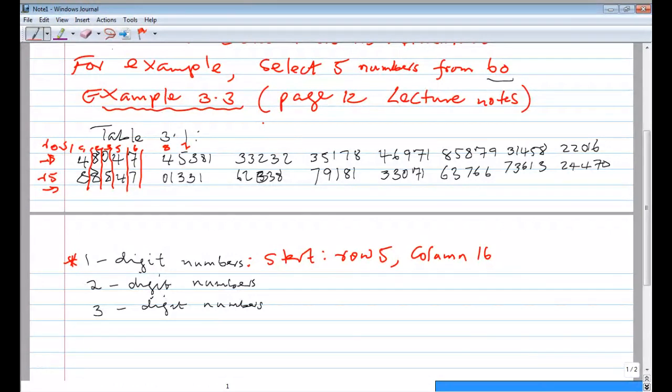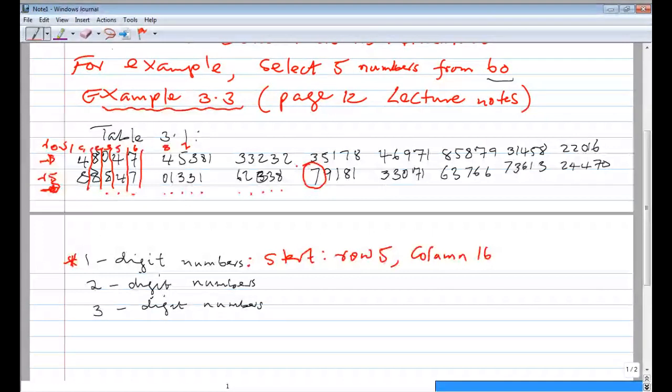Do you get that? Now, we're starting from row 5, column 16. Row 5 is this one. Okay. So column 1, 2, 3, 4, 5, 6, 7, 8, 9, 10, 11, 12, 13, 14, 15, 16 is here. This is our starting point. Do you see that one? 16 is here. Do you follow? That's row 5, column 16.